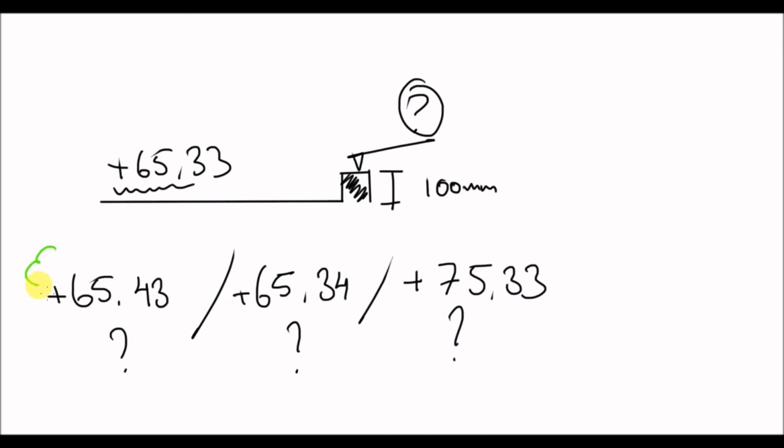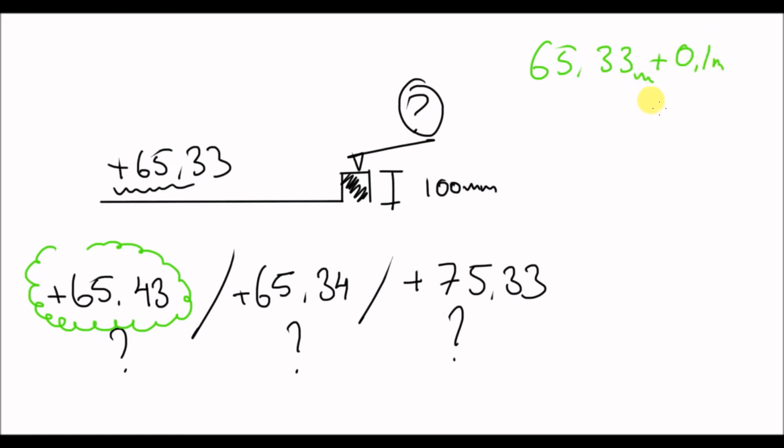The correct answer is 65.43, since 65.33 plus 100 mil is the same as adding 0.1 meter to the number. So a common mistake, especially in the beginning, is something similar to this, when you haven't put the decimal points in the right place. Here are some more worked examples.